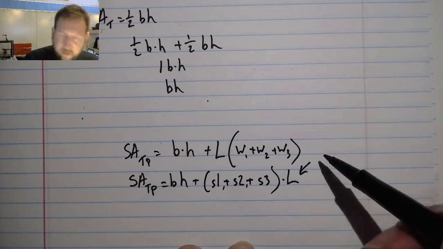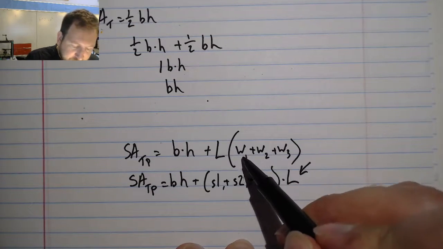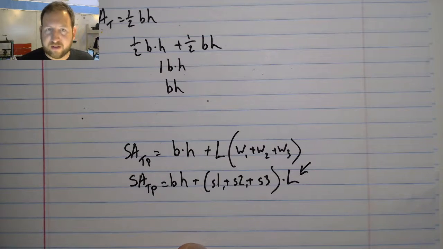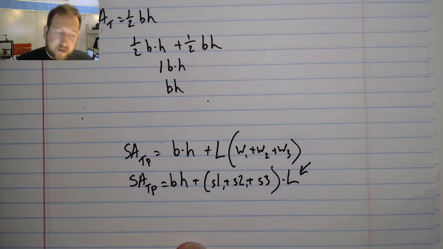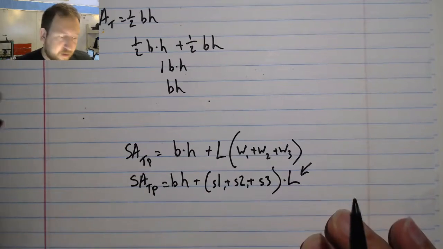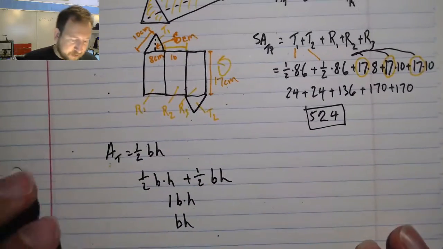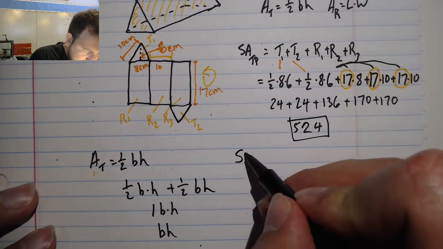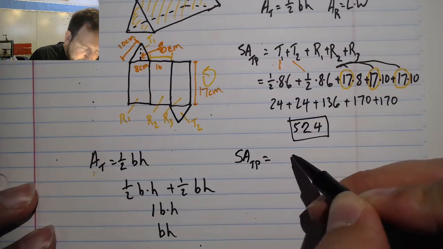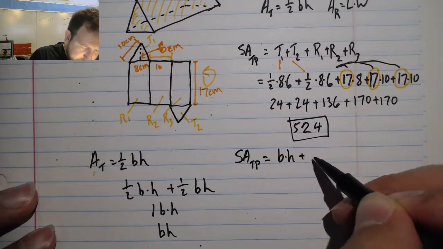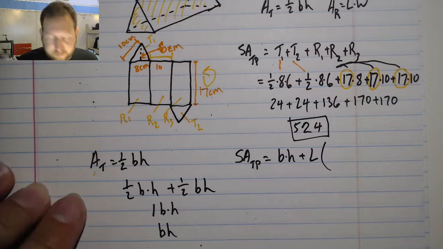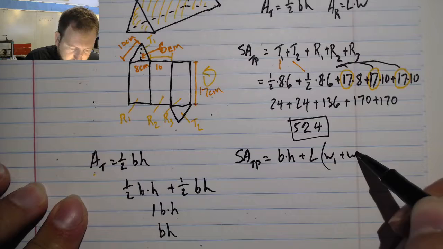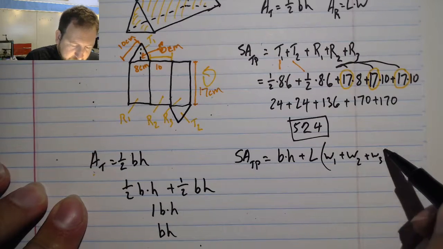Either way, both formulas are pretty much the same thing. You can see that I just called the widths 3 separate things, and these I called the sides 3 separate things. Let's take a look at how I can use this to find the area of the triangular prism that I used above. First, I'm going to write out my formula, because I always like to start that way. Surface area of a triangular prism equals base times height plus length, and I'm going to use the one that I made because I'm partial to the things that I do. Width 1 plus width 2 plus width 3.